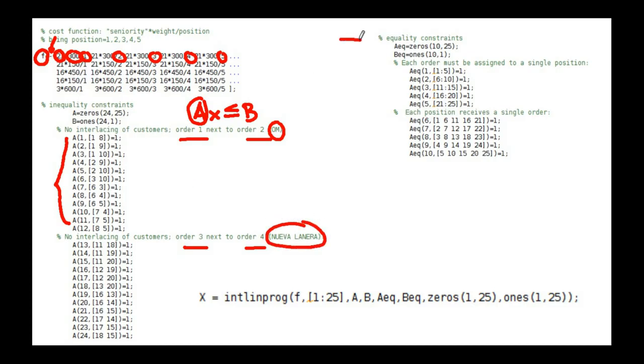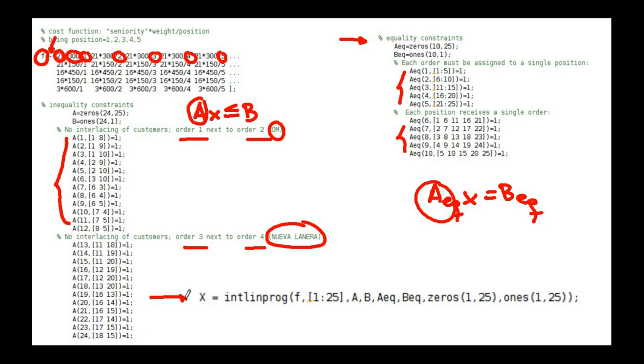Finally, we have the equality constraints, and these equality constraints are A equality multiplied by X equal to B equality. And this A equality is this. As you may remember, the first 5 elements are because each order must be assigned to a single position, then the second 5 members of the X array, and each position receives a single order. As you remember, this is for the first order, the second order, the third order, the fourth, and the fifth.